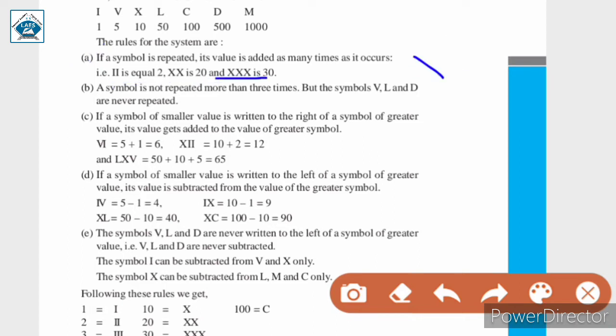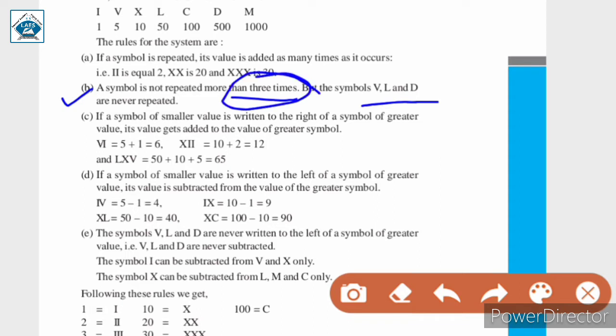But if we write X 4 times, this is not equal to 40. The reason is, we can find this in the second rule. A symbol is not repeated more than 3 times. That means we cannot repeat any symbol more than 3 times. But the symbols V, L and D are never repeated. Any other symbol is not repeated more than 3 times.